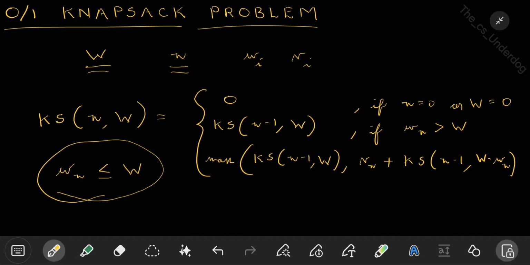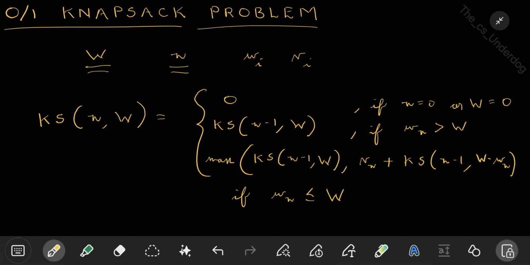What is the case? This is the case if your Wn is less than or equal to the total capacity of the knapsack. So this is your recurrence relation. This is how your recurrence relation looks. First case is whenever your n is equal to 0 or your W is equal to 0. That is, either there are 0 items or the total capacity of the knapsack is 0. In both cases, your total profit is 0. You can directly say that because you can't include anything now.